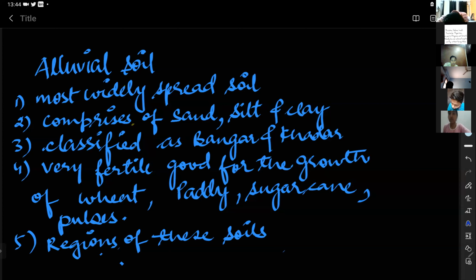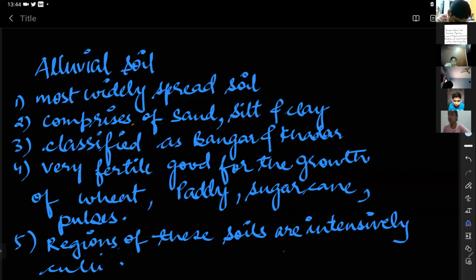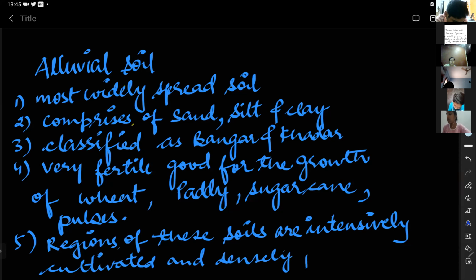Region of these soils are intensively cultivated. Densely populated.